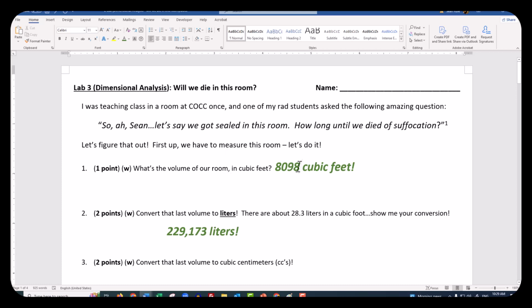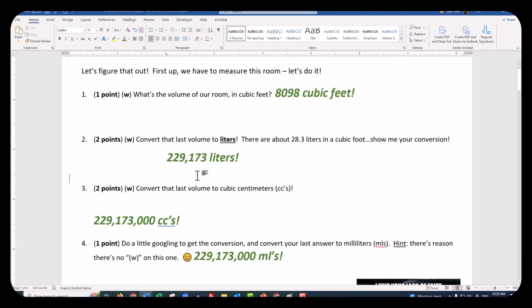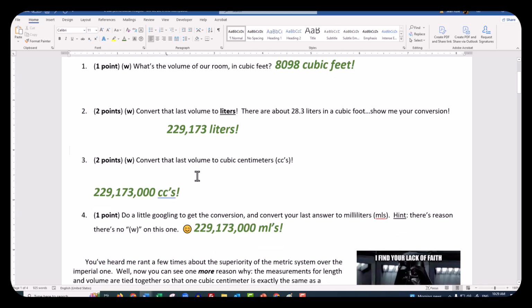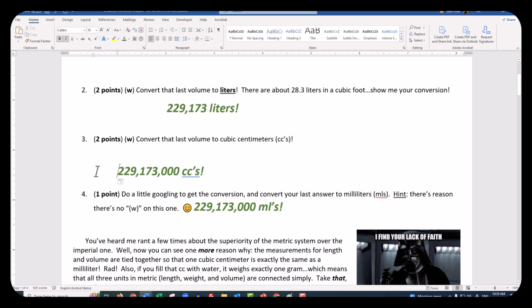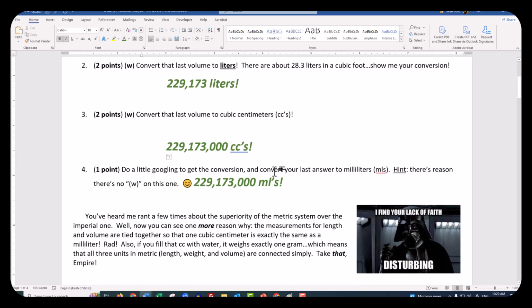We came up with 8,098 cubic feet total for the volume. We converted that to 229,173 liters. And then we converted that to 229,173,000 cubic centimeters, because there are 1,000 cubic centimeters in a liter. And then that's the same as milliliters, because they are exactly the same unit. A cubic centimeter and a milliliter is wonderful.